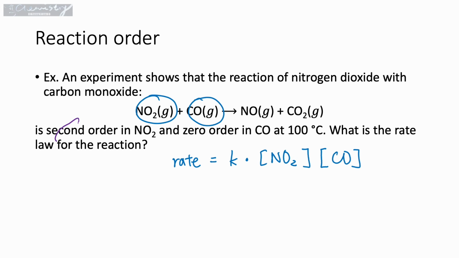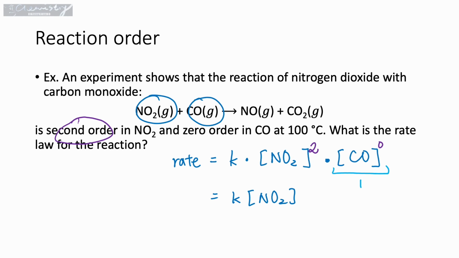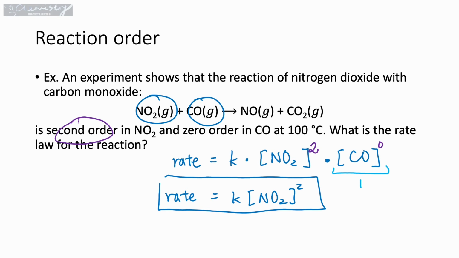And for NO2, it's second order, so it's going to be to the second power, and it is going to be multiplied by the other reactant, CO. And CO is to the 0 power. So we can see that when something is to the 0th power, it is 1. So that means that we can further rewrite this as the rate equals k times NO2 squared. The rate of this reaction is not dependent on the amount of carbon monoxide at all. It is solely dependent on the concentration of nitrogen dioxide, to its second order.